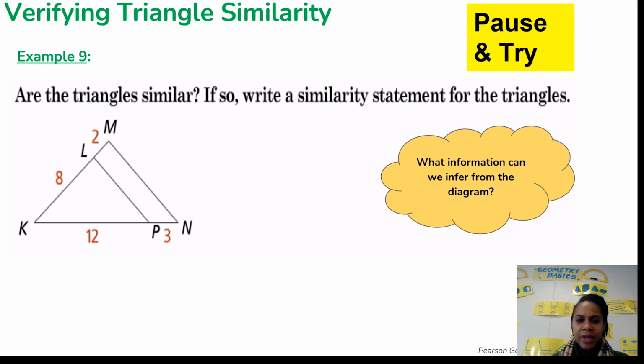I have a problem here that I would like for you to try on your own, and it asks, are the triangles similar? If so, write a similarity statement for the triangle. So go ahead and pause the video and try this problem on your own.